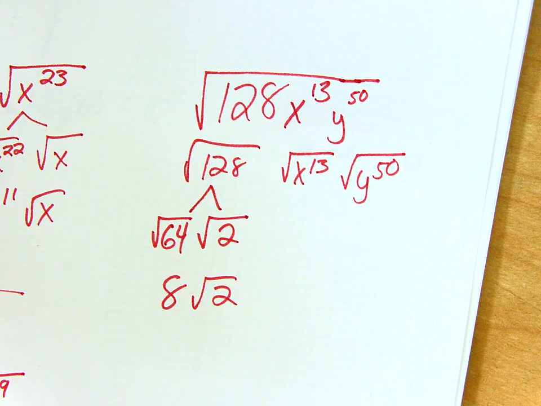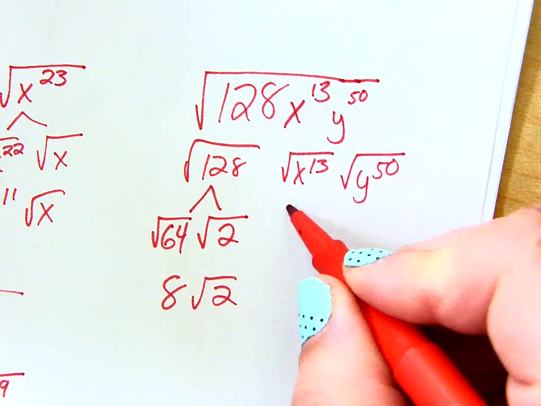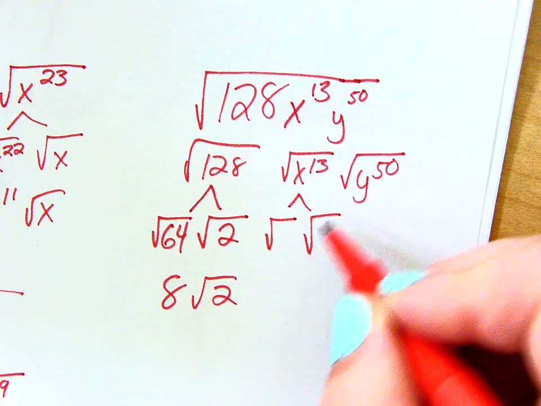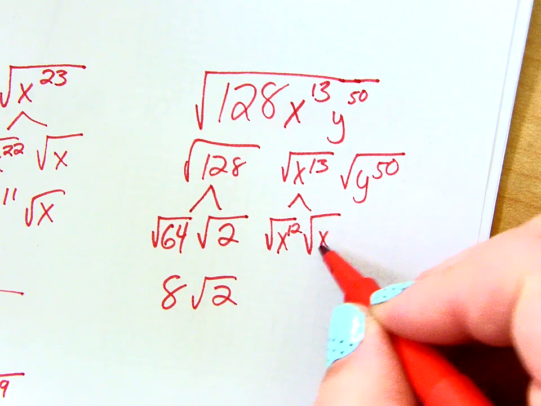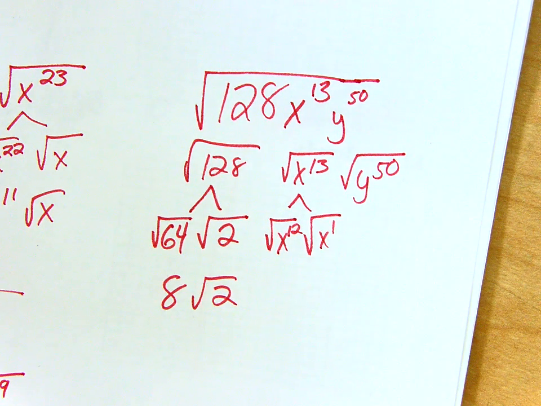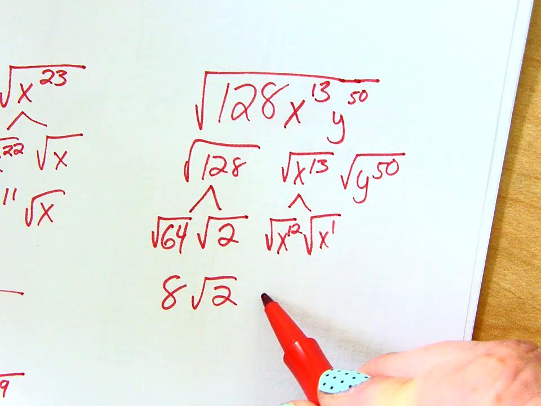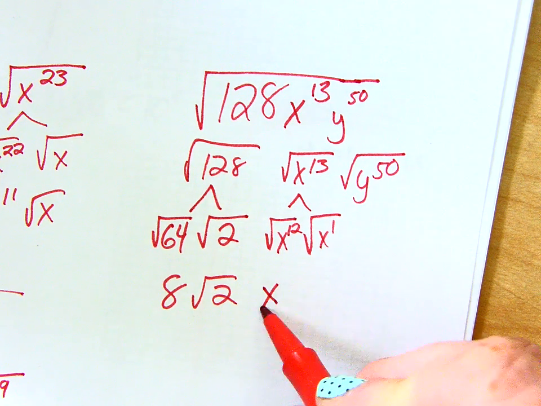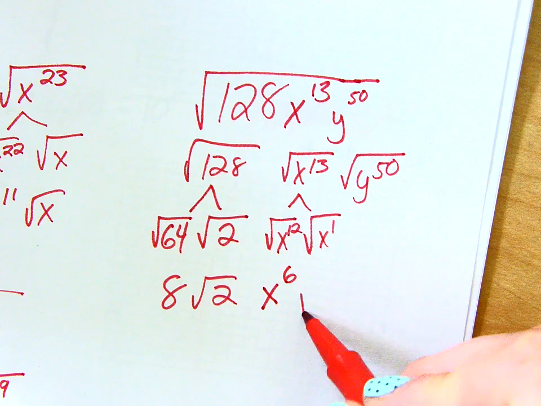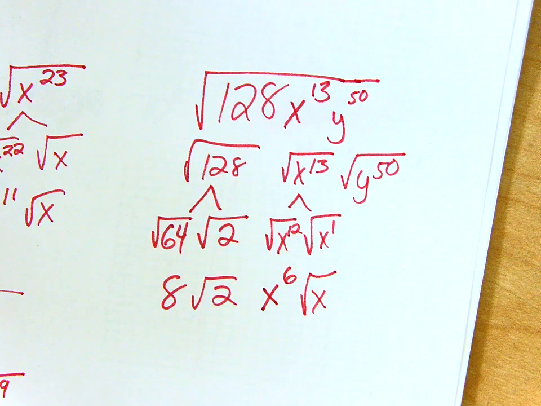Okay? X to the 13th, that's not a perfect square. So I have to split it up into x to the 12th and x to the 1st. The square root of x to the 12th is x to the 6th. And then the square root of x just stays in there.